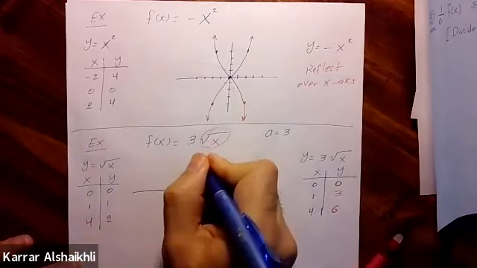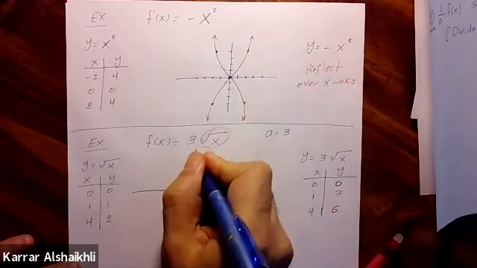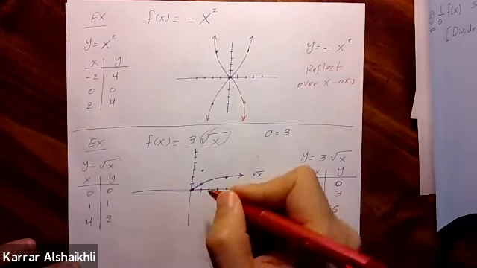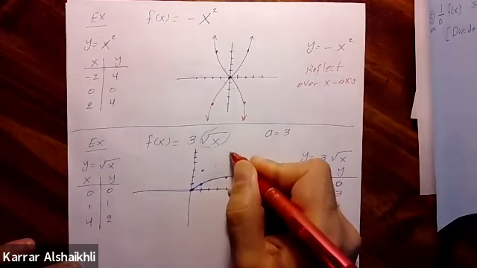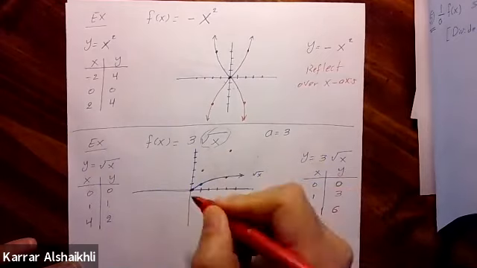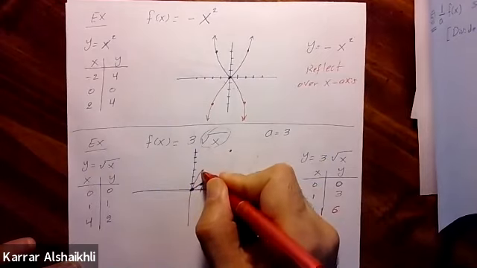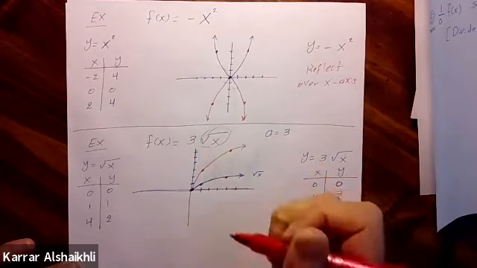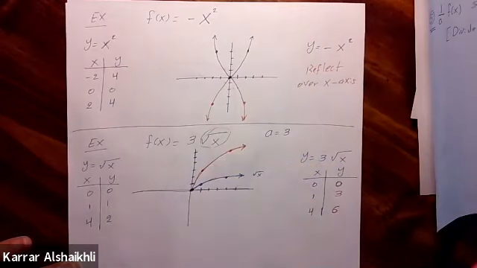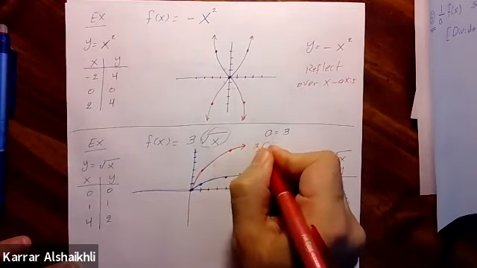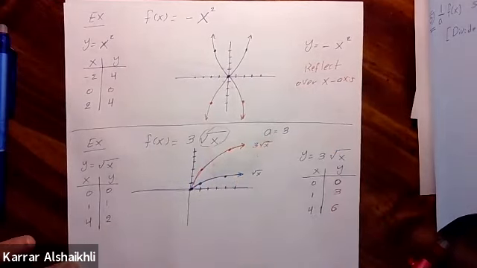I need 2 more points. 1, 2, 3, 4, and 6. So it'll be 1, 2, 3, 4, 5, 6. It's going to be here. So you see the new graph like this. This is the graph of 3 square root of x. Check what happened to the graph.